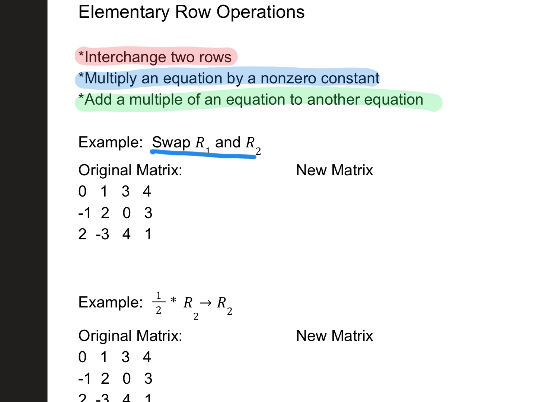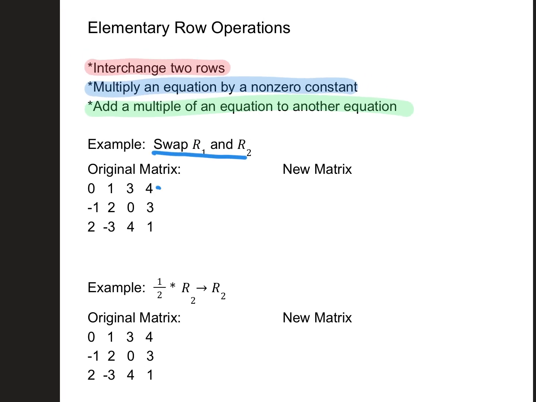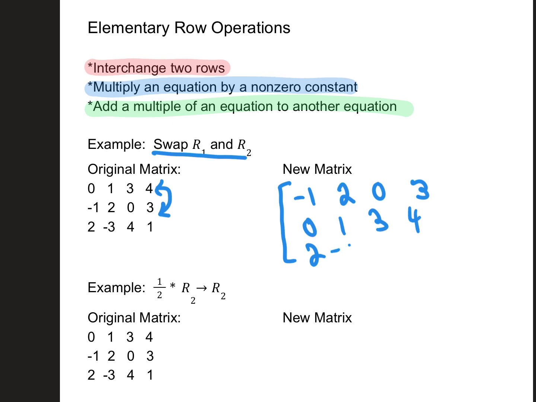All that means is that we are going to take row 1 and row 2 and flip-flop them. So in our new matrix, again in brackets, row 1 and row 2 are going to flip. So now I'm going to have -1, 2, 0, 3. That was our original row 2, now it's our row 1. Then 0, 1, 3, 4. And our third row doesn't change at all. Like so.